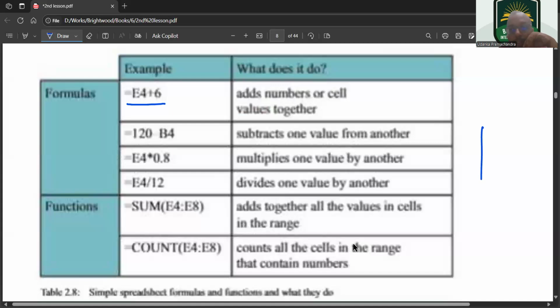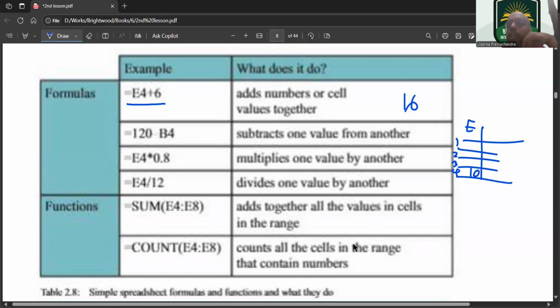Actually, if they are having E4, that means here 1, 2, 3, 4. If I take the E4 value as 10, what is the meaning of E4 plus 6? 10 plus 6. It should be what? 16. Like that.